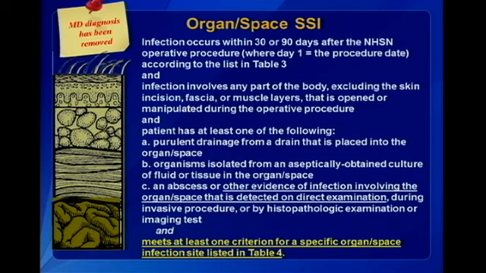Purulent drainage from a drain that's placed into the organ space, okay? Organisms isolated from an aseptically obtained culture of tissue or fluid in the organ space area, or an abscess, or, and this is this huge general statement here, other evidence of infection that's detected on direct exam, or during an invasive procedure, or by histopath or imaging test. This other evidence of infection is a real catch-all. I have had concerns expressed to me of, oh my goodness, we will never be able to call another post-C-section endometritis because you removed physician diagnosis.